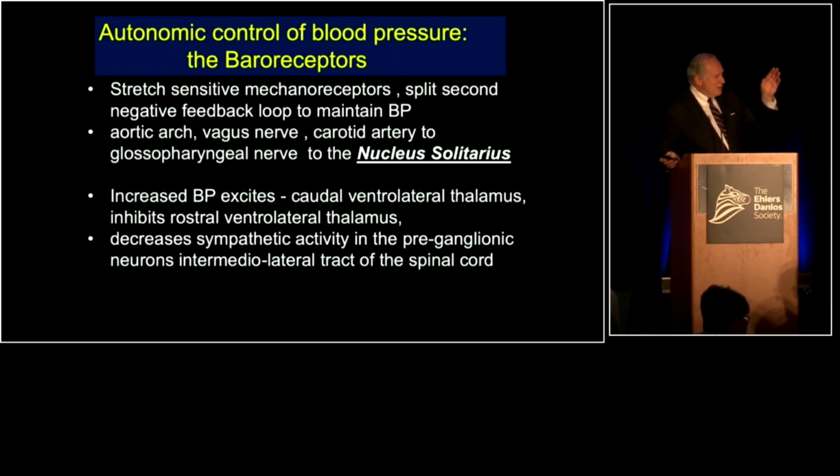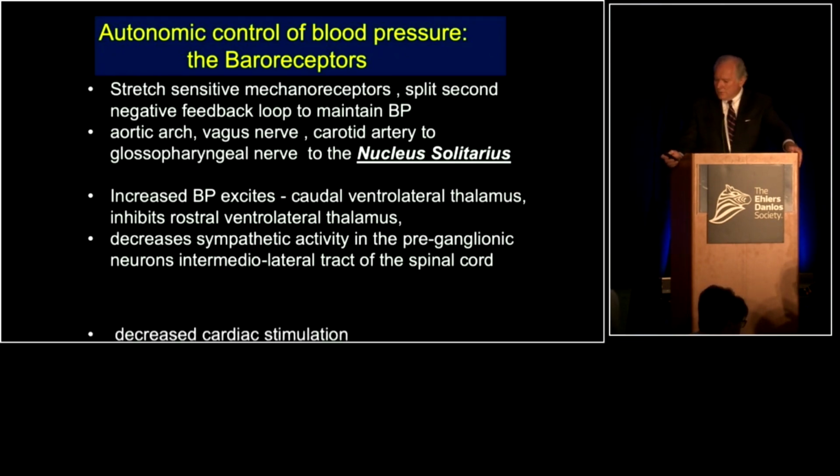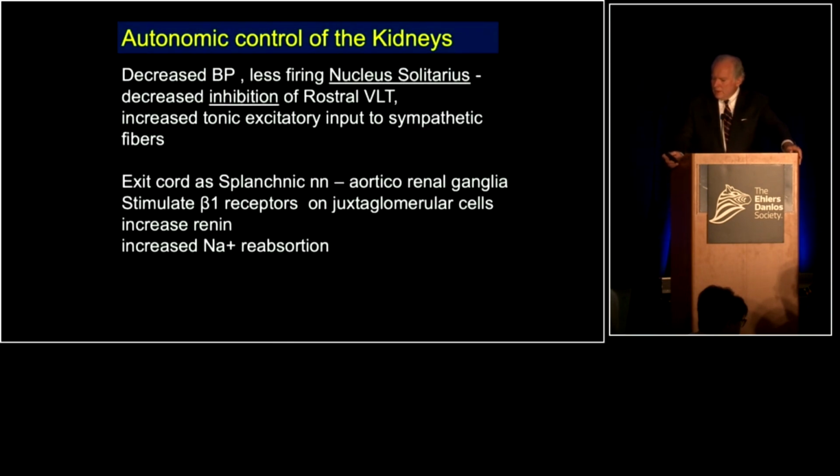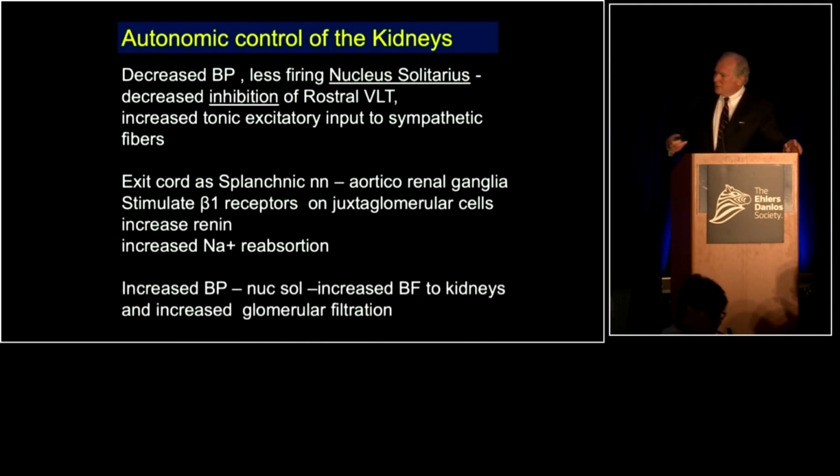That inhibition is then exerted down through the spine, through the sympathetic plexus, the autonomic nervous system, to lower the blood pressure. Now, if there's a decreased blood pressure, there's less firing of the nucleus solitarius and decreased inhibition of the thalamus and so on, and that results in an increase in stimulation of the sympathetic fibers to speed up the heart and also to stimulate renin production in the kidneys to increase sodium reabsorption. So the sodium reabsorption increases blood volume, and that increases the blood pressure.